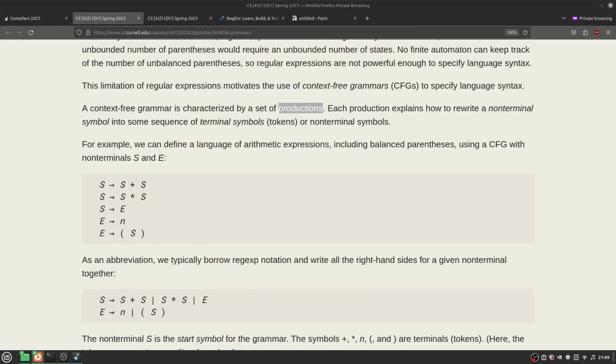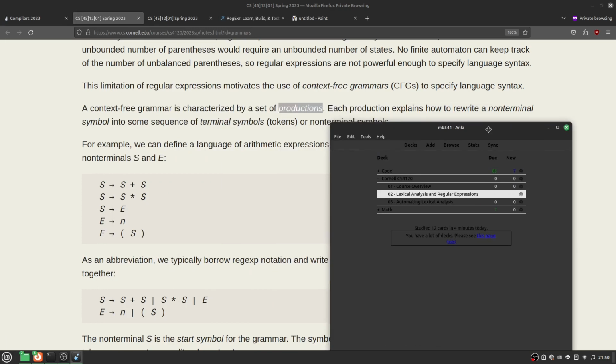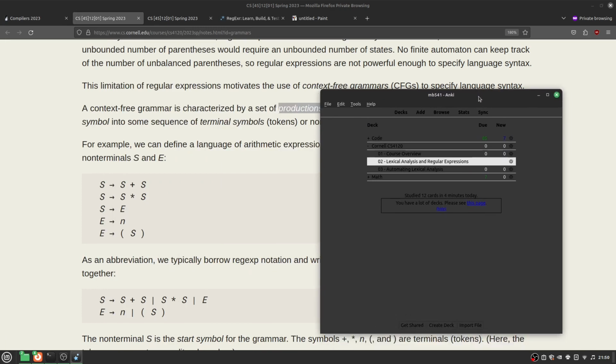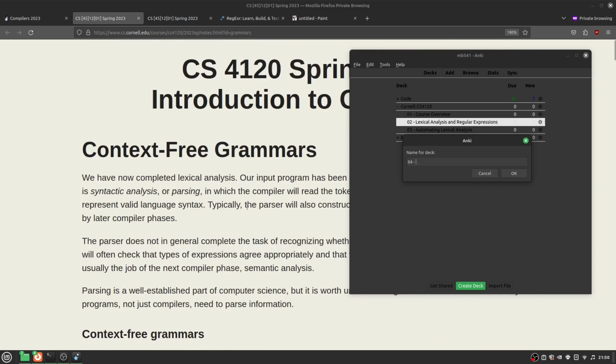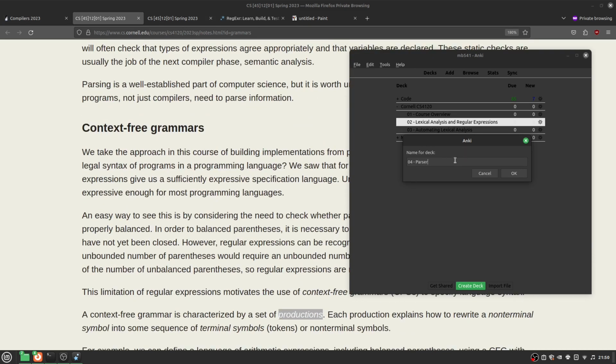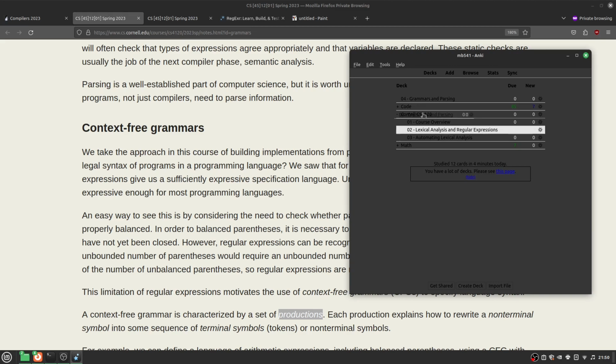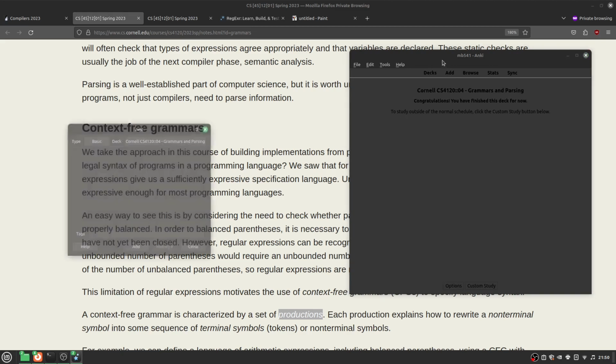Alright, so I'm definitely going to need to remember these. Probably going to forget this really easily, so let's make a new deck for grammars. What was this lesson called? I think it was grammars and parsing or something. Fix that later.